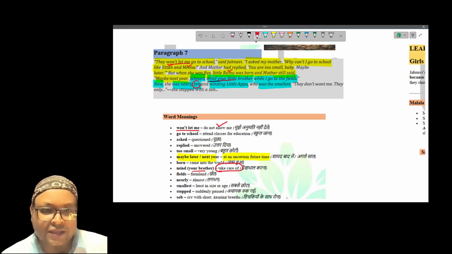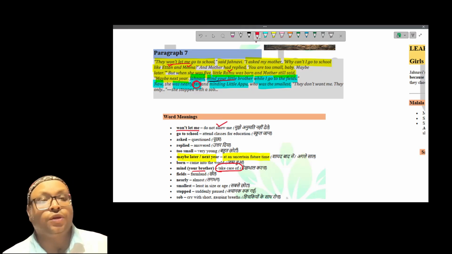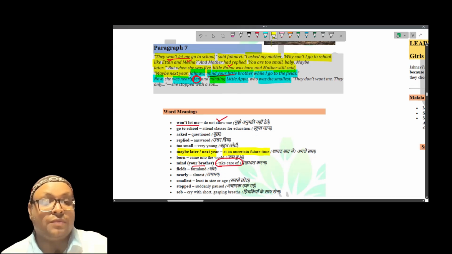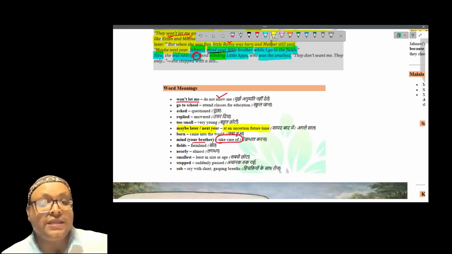Look at 10. She was 10 and she was not going to school. Such an unfortunate matter for a girl of her age, right? And she was doing what work then? She was minding little Appu. What is minding little Appu? I already said, taking care of little Appu. And she had gone to the age of 10 right now. "And they don't want me."